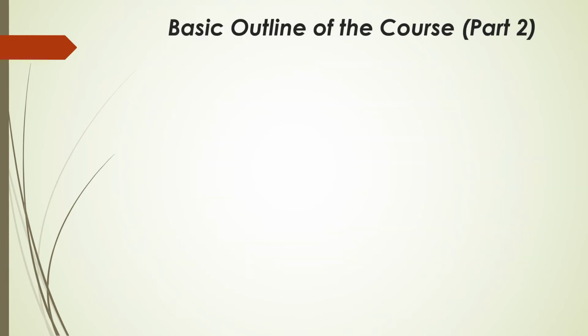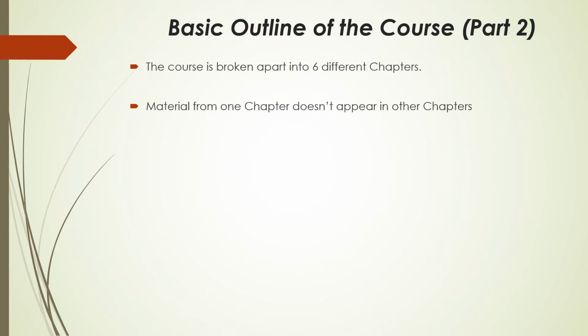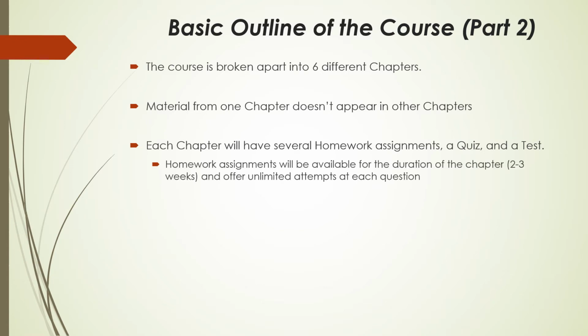So this course is broken apart into 6 different chapters and they're all independent, which means that if you're really good at one, it won't necessarily mean you're good at the next one. And if you're really bad at another, it doesn't necessarily mean you're going to be bad at the next one. They're pretty independent. Each chapter is going to have several homework assignments, a quiz, and a test. The homework assignments are going to be available for the entire duration we're working on the chapter, which is about 2 to 3 weeks. It depends on the chapter. They offer an unlimited number of attempts for each question.